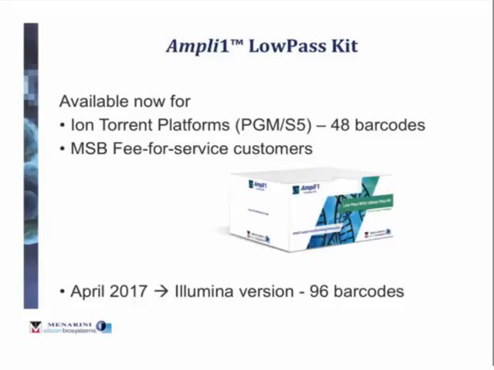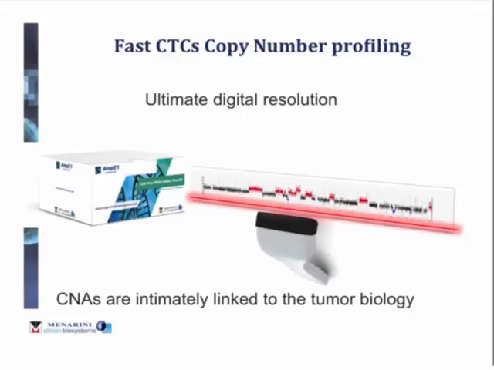for the Ion Torrent platform and for our fee-for-service customers. In less than 1 month from now, we will also launch the Illumina version with up to 96 barcodes. So all in all, this is really the ultimate step into digitizing: not only digital sorting, but digital resolution at the single cell level in order to call copy number changes across the genome. I like to compare this with a barcode, which is unique for each cell, very information-rich.